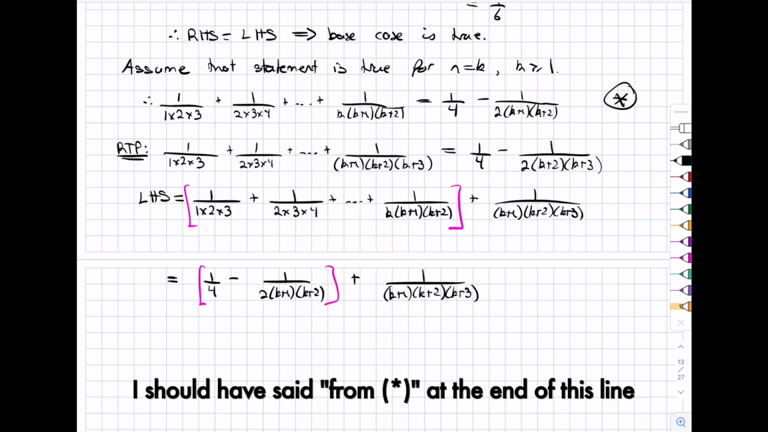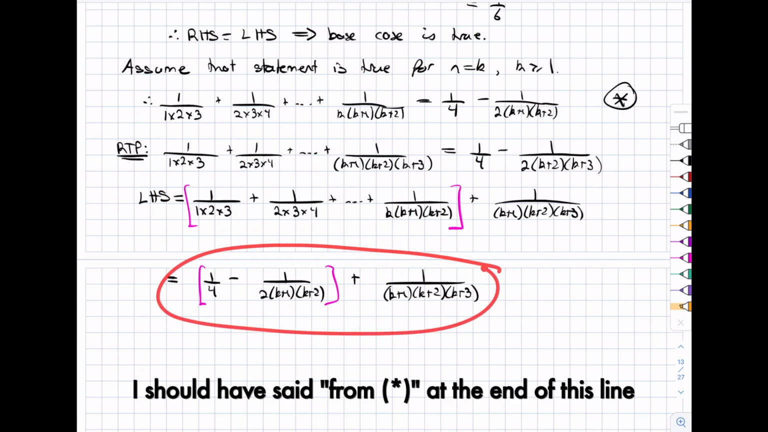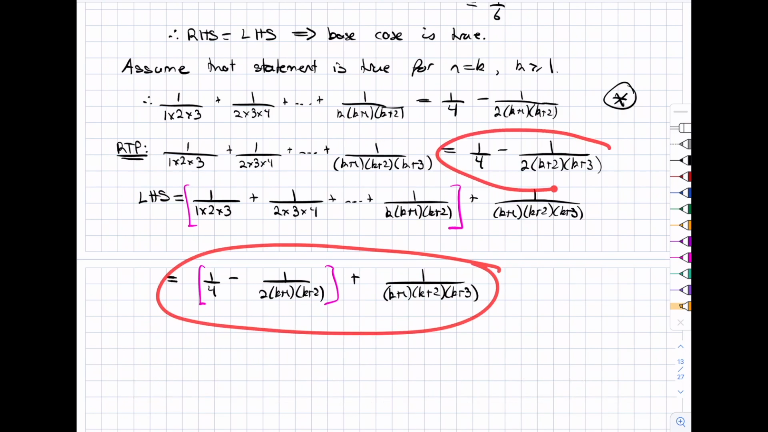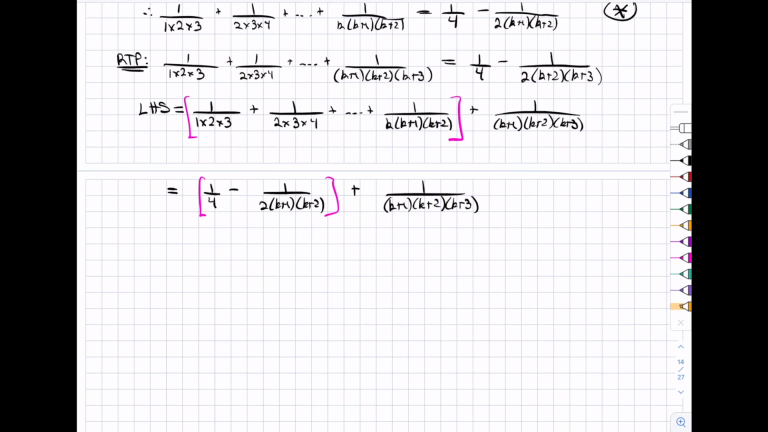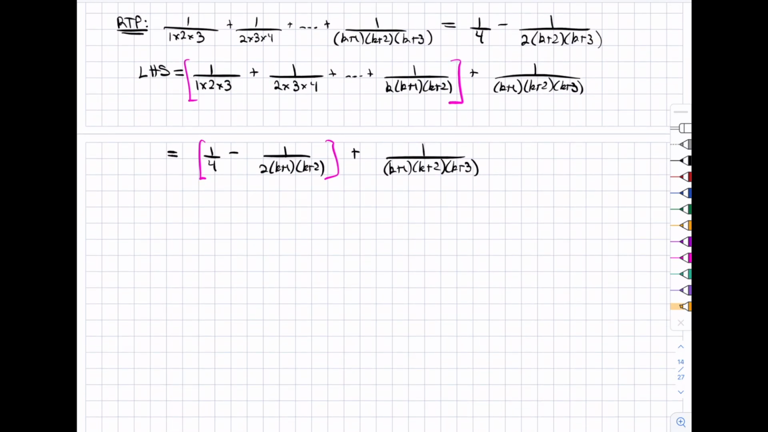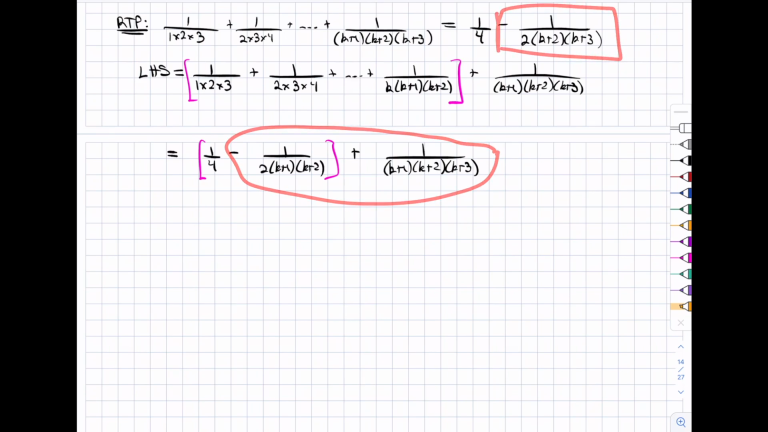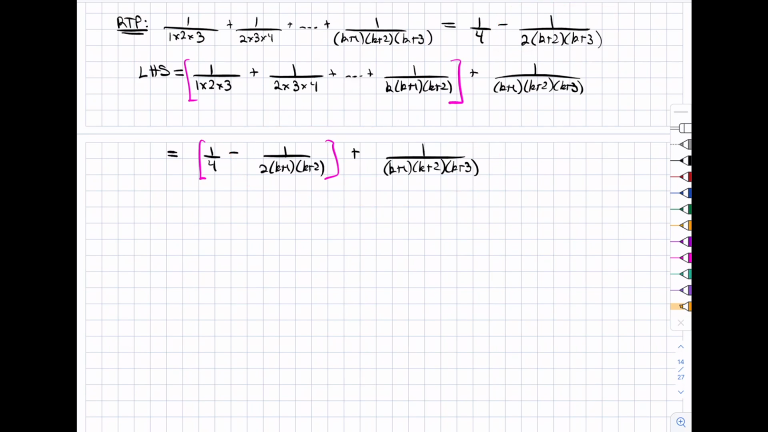Okay, so now I'm looking at what I've currently got, and I'm comparing it to what I'm trying to work towards. I can notice that both of them have 1/4 sitting out the front, and so I'm never going to touch that 1/4 again. That's going to stay as it is. Basically, I now need to work with these terms and try to turn them into this term here. So what can I see? I can see that I have one fraction here, and here I've got two fractions. Let's try to make a common denominator and see what happens after that.